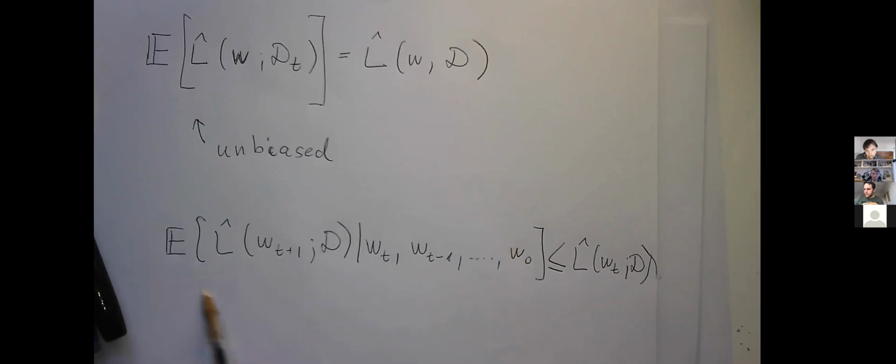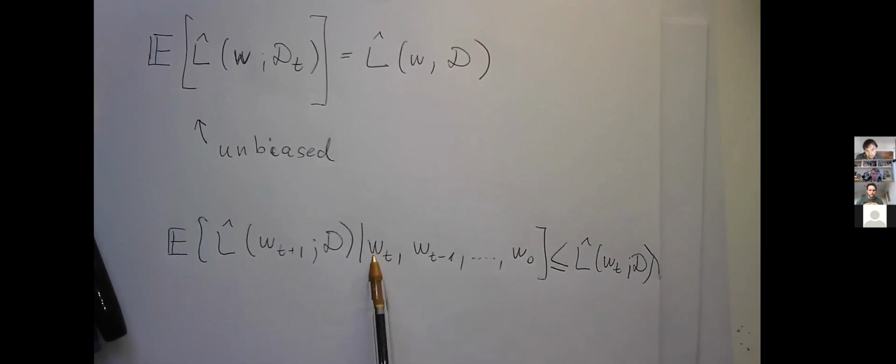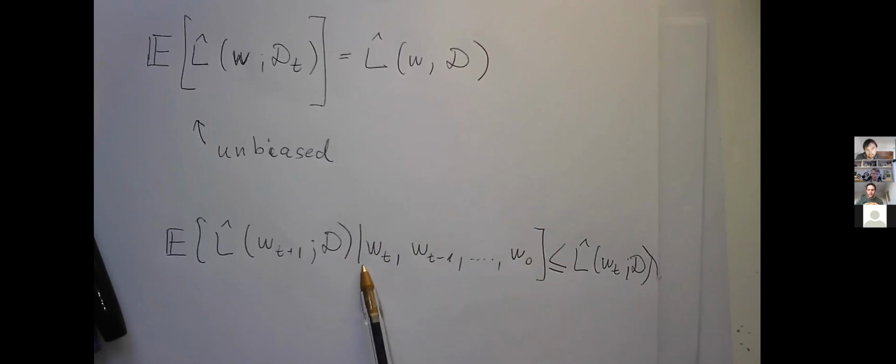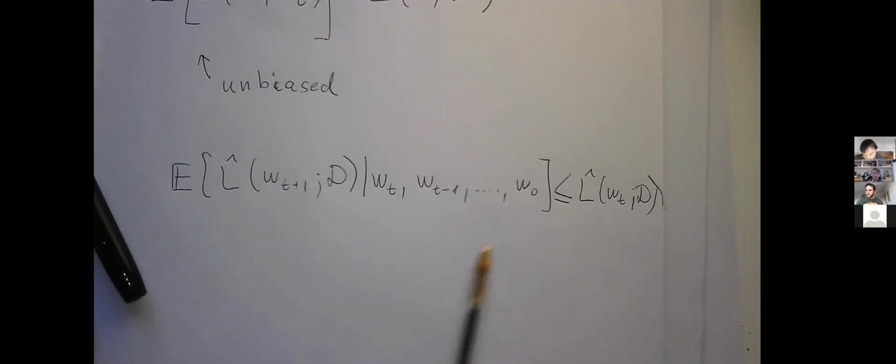So this conditional expectation depends on the history of my iterates, and if W_t is a particular value, I can look at, on average, do I reduce the value of my loss function? So is it true that the average value of the loss at the next iterate is always smaller than the loss at my current iterate W_t? And this is true for the following reasons.